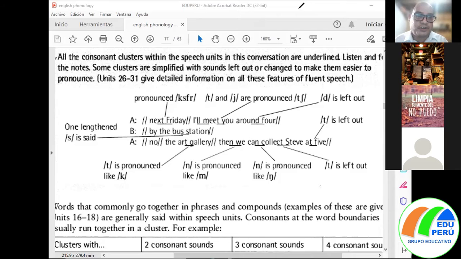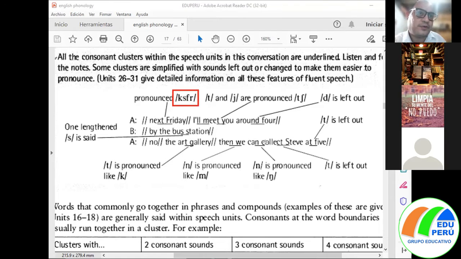So what are you going to do when you connect these two words? You have 5 consonants together: k, s, t, f, r. So you have 5 consonant sounds together because you pronounce these two words together. You don't separate it. You don't say next, Friday. Together. So when you connect these two words, you're going to omit. Notice now you're going to pronounce just 4 sounds, not 5. In the normal way, you have 5 sounds. Next has 3 sounds, k, s, t, 3 sounds.